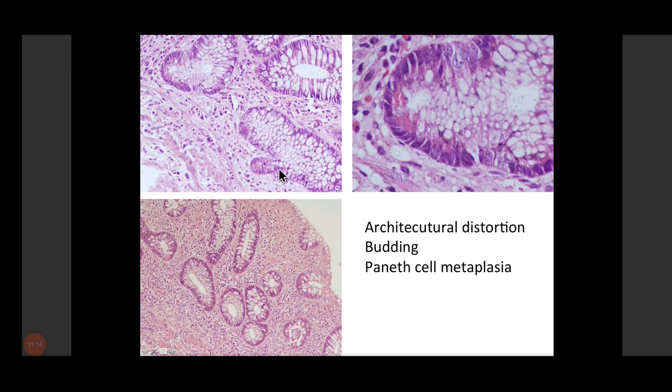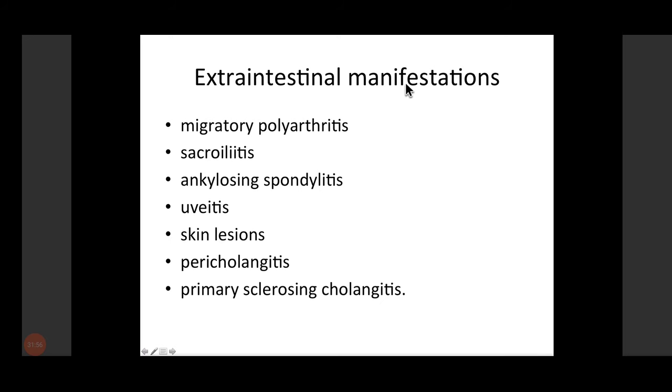Then other features of chronicity are these little branching, budding appearance, completely haphazard arrangement instead of those rack of test tubes, and you can get some Paneth cell metaplasia. Paneth cells are these orange granules in the mucosal epithelium. Normally, the large intestine has predominantly these mucus-filled goblet cells, and Paneth cells can be seen in the cecum only, or a little bit in the ascending colon, but not in the remaining part of the large intestine. They are seen in the small intestine. But if you start seeing Paneth cells in the transverse colon, sigmoid, and rectum, then that means this is Paneth cell metaplasia occurring in a case of inflammatory bowel disease.